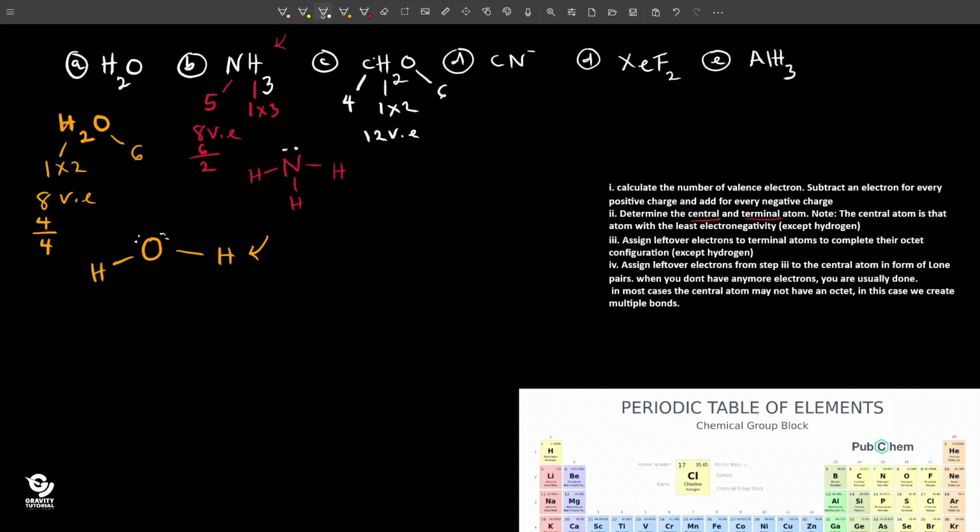Now here we have 3 atoms. We have carbon, we have hydrogen, and we have oxygen. So you have to determine which of them is the central atom. Hydrogen is obviously out, it cannot be a central atom. So we have between carbon and what? Carbon and oxygen. So let's come back to the periodic table over here.